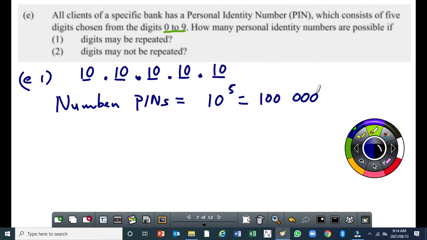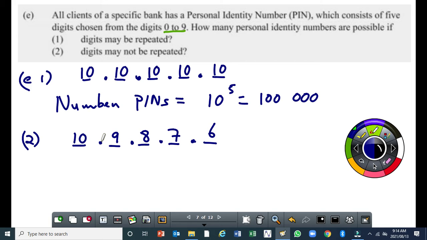Okay. Then the second one, the number of pins when digits may not be repeated. We're going to have this scenario. So the first position can be occupied by all 10. Now, repetition is not allowed. So if you put a digit here, you can't put it there. So you have 9 here, then 8, 7, then 6. Then you apply the fundamental counting principle. Now you can just multiply 10 times 9, 8, 7, and 6.